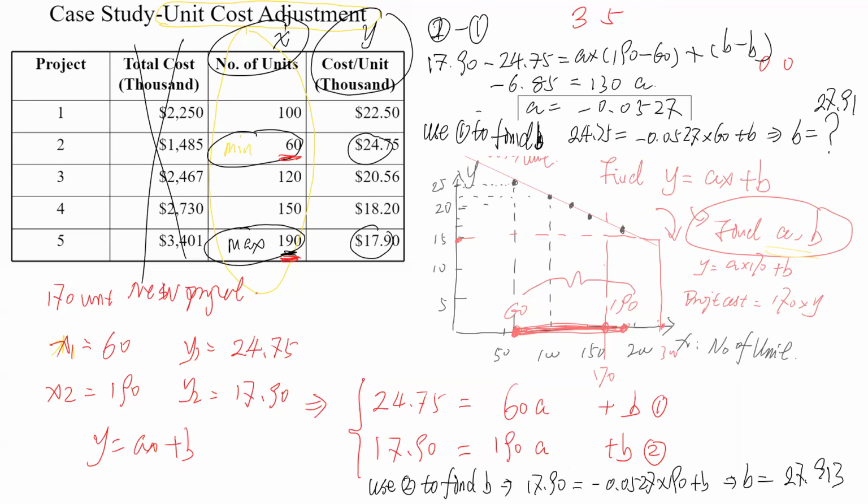I'm getting 27.87. No, you should get the same thing. What did I type? 27.87. It should be 27.913. How did you get 913? Okay, wait. Don't round it off. That's right, it's not the same.